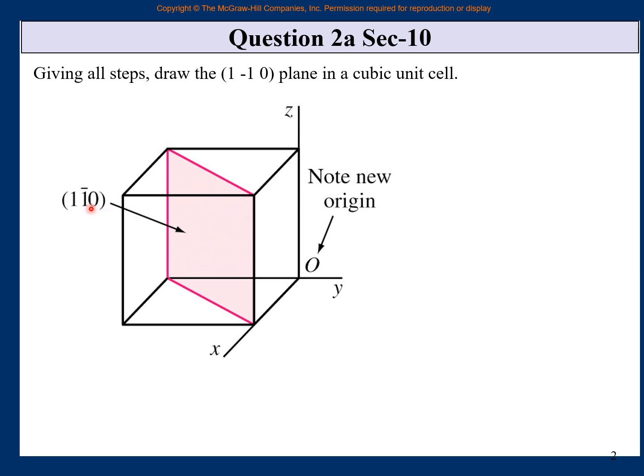And don't miss this. This is the final thing, that once the plane is there in the shaded form, any shade you want, then write 1 bar 1 0 here. So now when we say giving all the steps, this is what I mean. Don't just show me this. Show me that this is the new origin, indicate that this is the plane, and the plane is slightly colored or shaded and so on, right? So just like always, this is what you do.